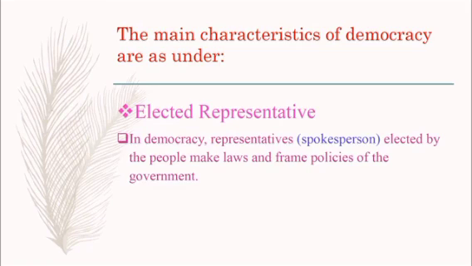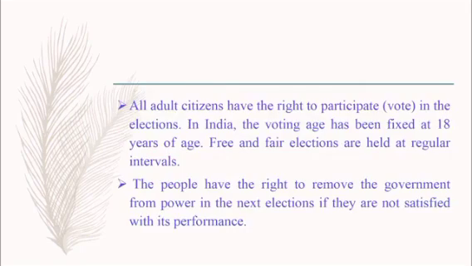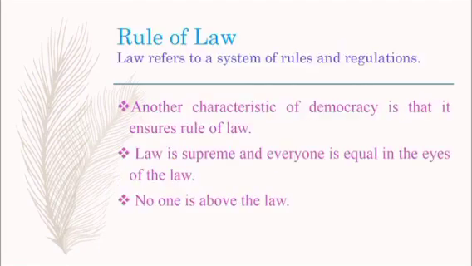The first one is elected representatives. In democracy, representatives, meaning spokespersons elected by the people, make laws and frame policies of the government. All adult citizens have the right to participate, that is, vote in the elections. In India, the voting age has been fixed at 18 years of age. Free and fair elections are held at regular intervals. The people have the right to remove the government from power in the next elections if they are not satisfied with its performance. Next, we are going to learn about rule of law.